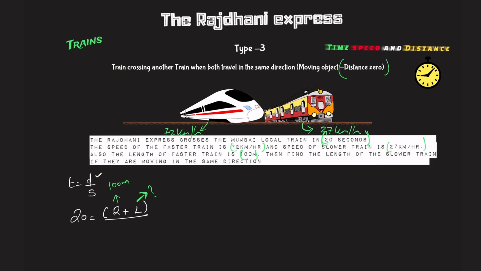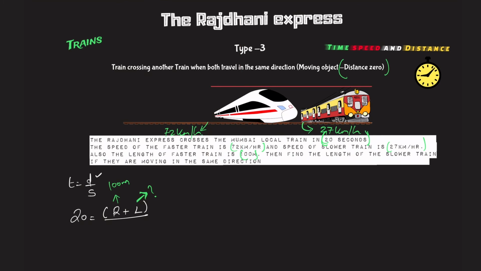So now imagine if they are here, distance between them is 0. What will you do with the speed? Speed of one is 72 and the speed of another is 27. So what will happen in 1 hour? Imagine what will happen in 1 hour. This train, local train, will move ahead by what? 27 kilometers. Correct, because the speed of this train is 27 km per hour, and this Rajdhani will move by what?